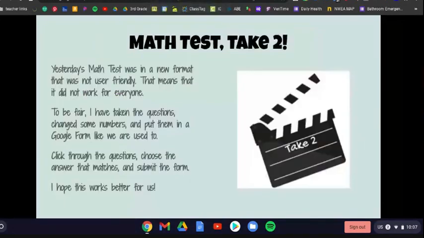So here's what we're going to do today instead. We're going to do a take 2 on your math test. Yesterday was the second time we had ever used Google Slides on NTI, and that was part of the problem. And then we had some technology issues. So I took the questions that were on the test yesterday, I changed some numbers and some of the question words, and I put them back into a Google form so it looks like we normally do. So you're just going to do the same thing that you normally do, and I hope this works better for us.